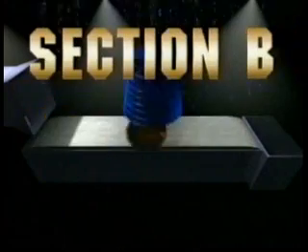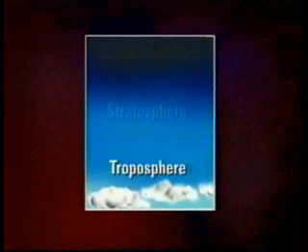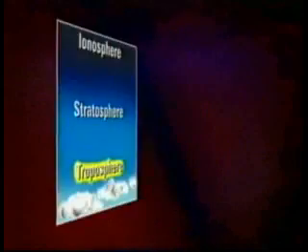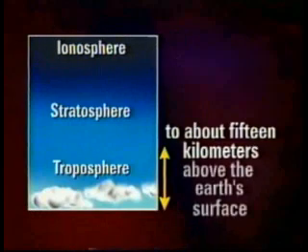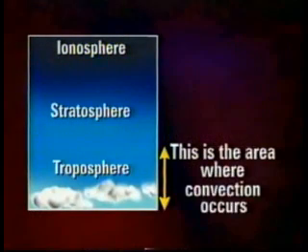Section B, the atmosphere. Above and around us is the atmosphere, the big sea of air in which we live. The atmosphere has a couple different layers: the troposphere, the stratosphere, and the ionosphere. We live in the troposphere. The troposphere stretches from the ground to about 15 kilometers above the surface. This is the area of the atmosphere where convection occurs.